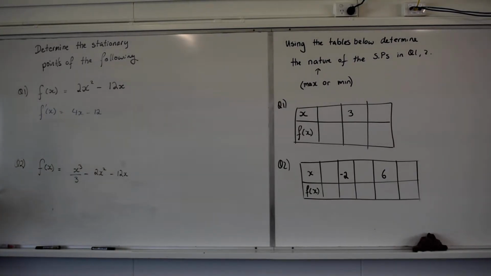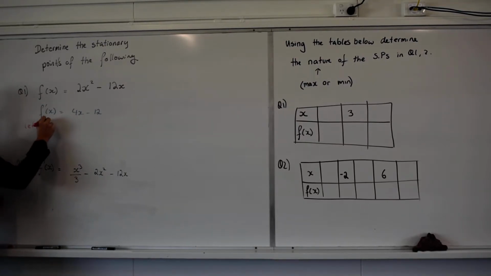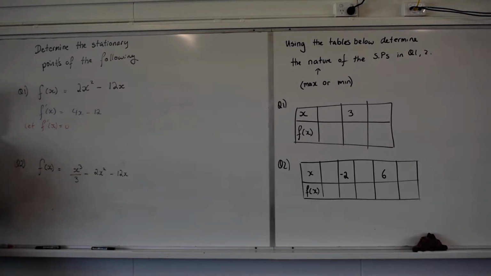Do we want to clarify what that means? Why do we let f dash x equal 0? We want the gradient to be 0. Why do we want the gradient to be 0? I don't know. What do you think? What's a gradient of 0 look like? Use your arm to show me a gradient of 0.